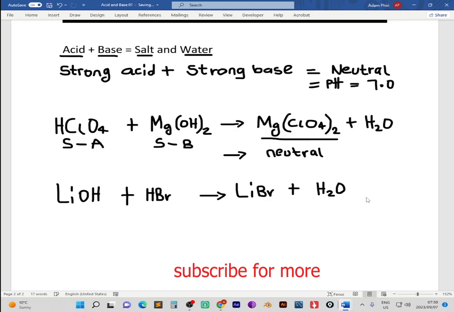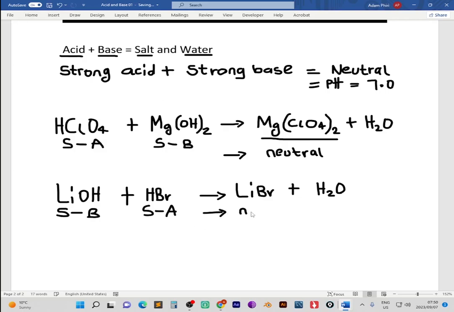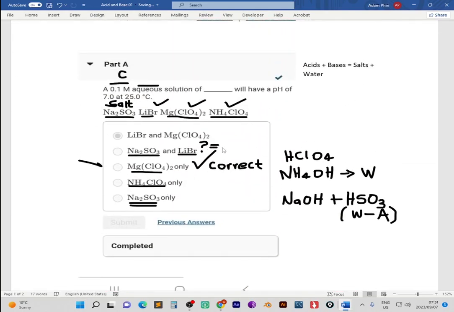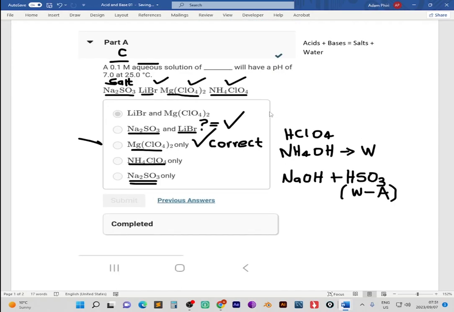We assume they're all in aqueous solution, except the water, which could be liquid. That is a strong base, and that one also will be a strong acid. In this case it will bring neutrality, and that means it's neutral. When it's neutral, we expect a pH of 7. Going back to our options, lithium bromide can be said to be formed from a strong acid and a strong base.